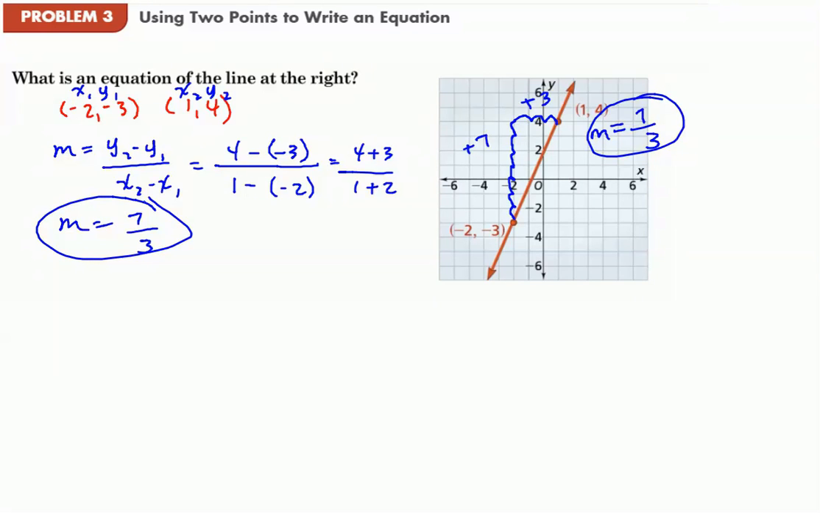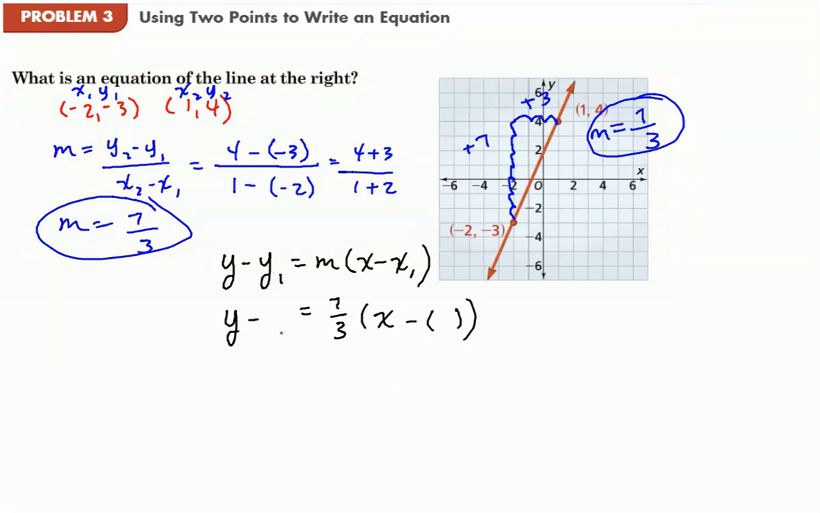Now, for the second part, we need to turn this into an equation. To turn this into an equation, we're going to use our point slope form. So that means we're going to use y minus y1 equals our slope times x minus our x1. Remember, m is our slope, so we're going to replace our slope. We know that's going to be 7 over 3 times x minus our value of x1, and y minus our value of y1. So that point, we're going to leave in the parentheses.